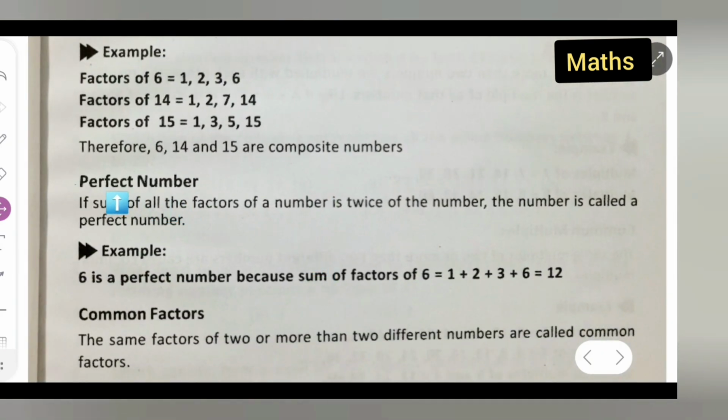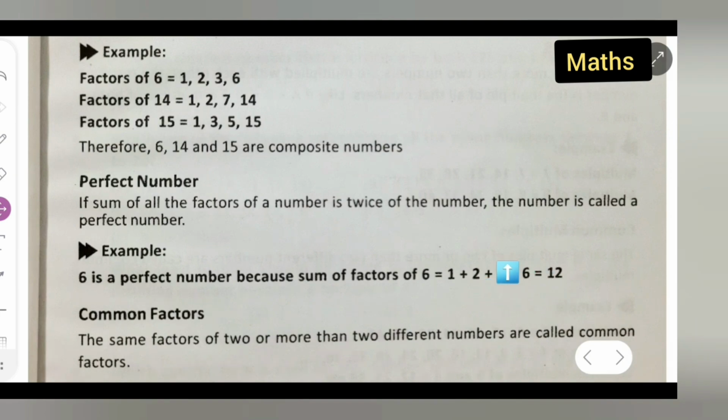Let us see what are the perfect numbers. If the sum of all factors of a number is twice the number, it is called a perfect number. Example, 6 is a perfect number because the sum of factors of 6, like 1, 2, 3, 6, if you add, you will get 12.